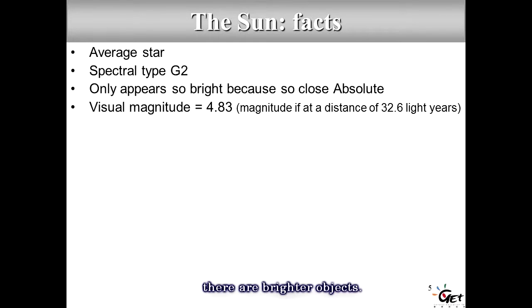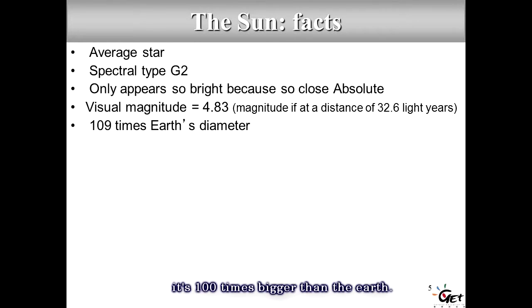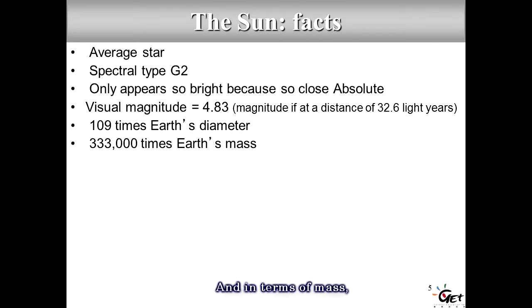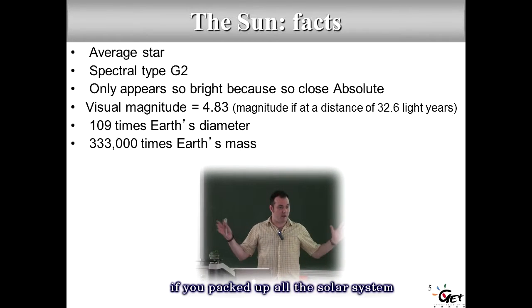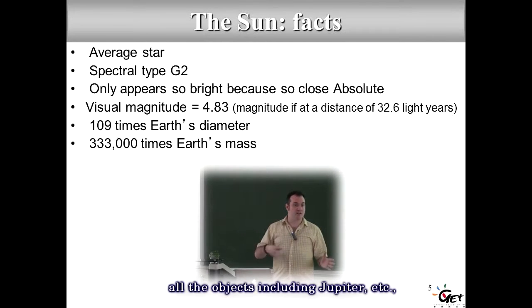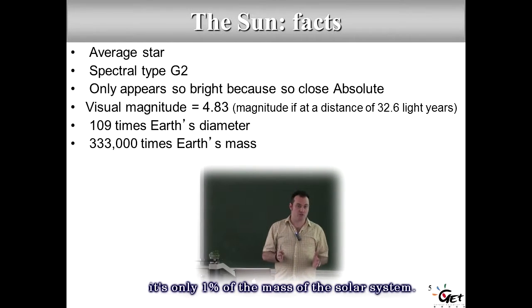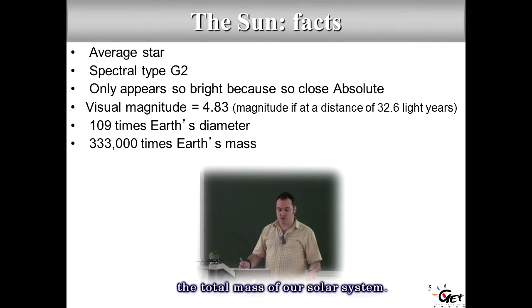There are brighter objects. But for the solar system, it's a very, very big object. First of all, it's 110 times the diameter of Earth. And in terms of mass, it's 330,000 times more massive than Earth. So remember just that, if you packed up all the solar system except the Sun, all the objects, including Jupiter, etc., it's less than 1% of the mass of the solar system. The Sun is more than 99% of the total mass of our solar system.